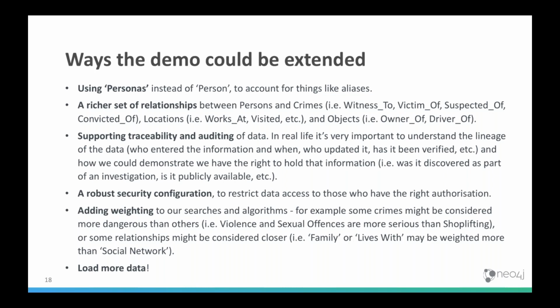So you might want to use, instead of persons for the P in the POLE model, personas. And that could represent aliases, right? A way to add nuance and group people together in the graph if you think they might be the same person. I mentioned before, you might want a richer set of relationships. So rather than party to a crime, you could have witness to, victim of, suspected of, convicted of, and so forth. Some really important things to add in a real life version of this graph would be traceability and auditing.